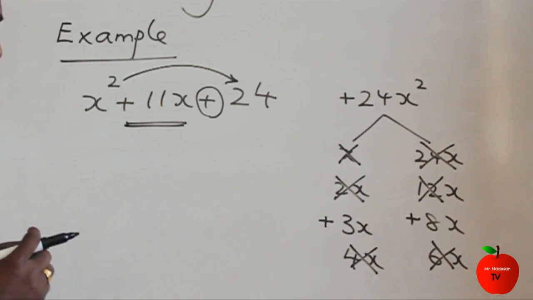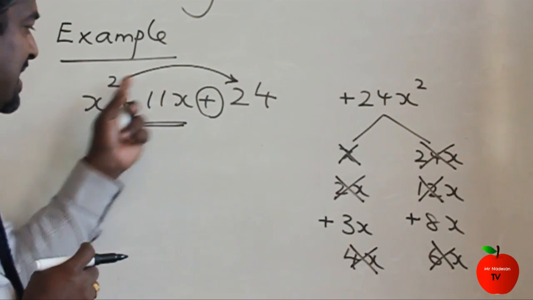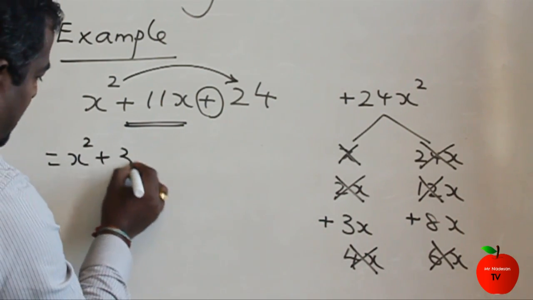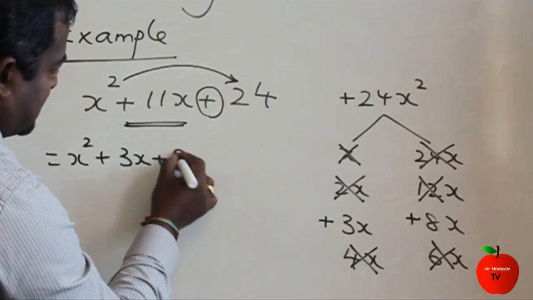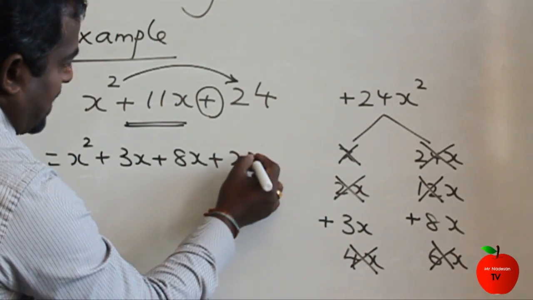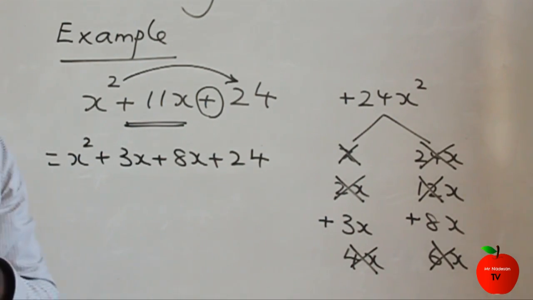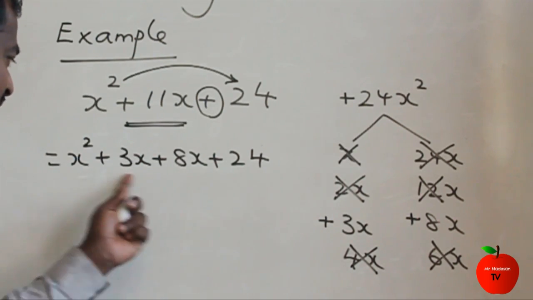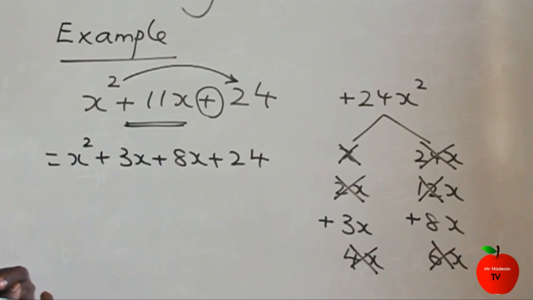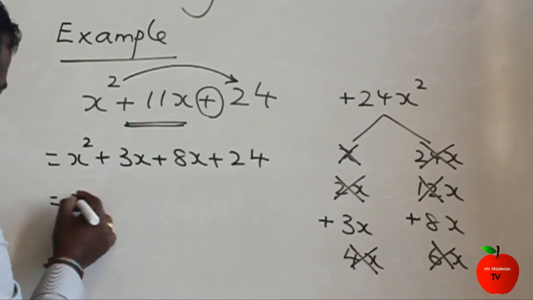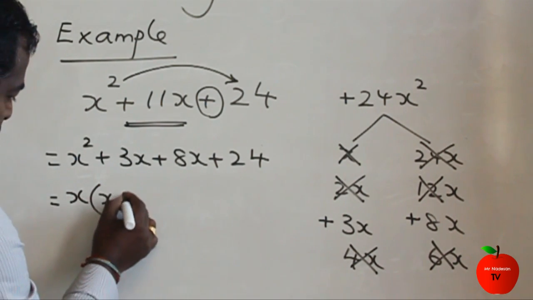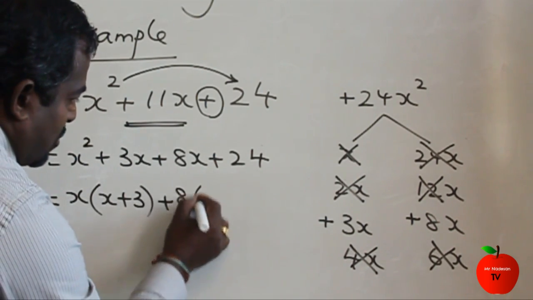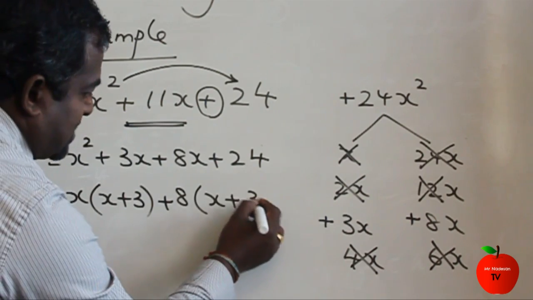So now, instead of the plus 11x, we put plus 3x, then plus 8x, then plus 24. The plus 11x we replace with plus 3x and plus 8x. Now we can take x common from the first two, and that comes to x plus 3. For the last two, plus 8 is common, and that comes to x plus 3 as well.